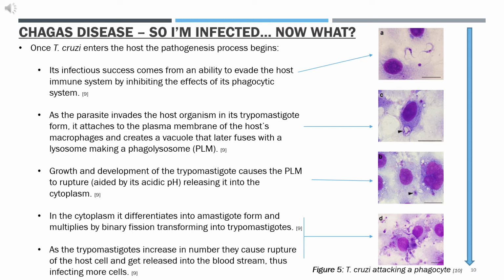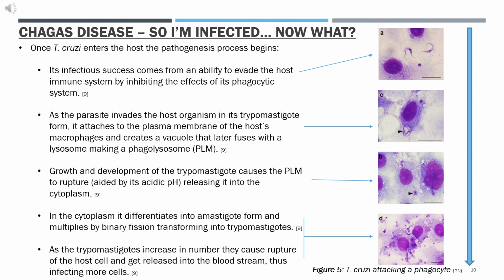So, as the parasite invades the host organism in its trypomastigote form, it attaches to the plasma membrane of the host macrophages and creates a vacuole that later fuses with a lysosome, creating a phagolysosome, and that can be seen in picture 2, pointed with the black arrow.